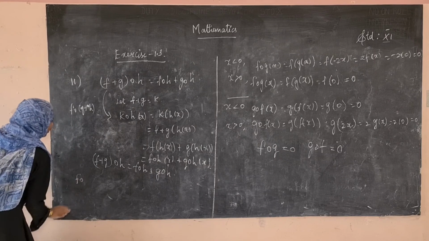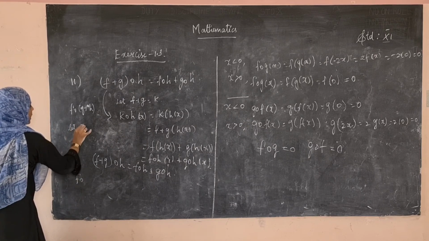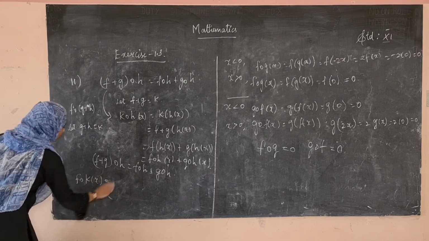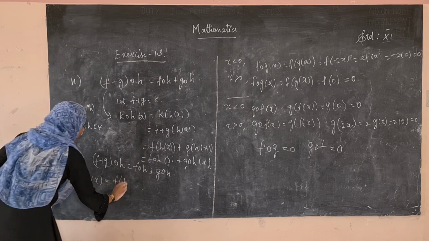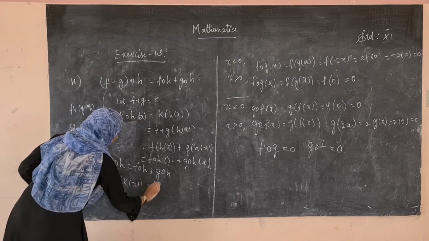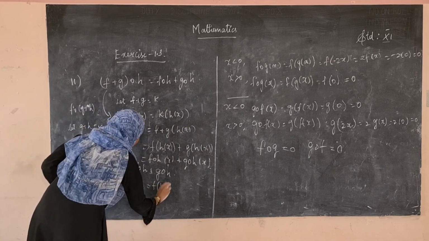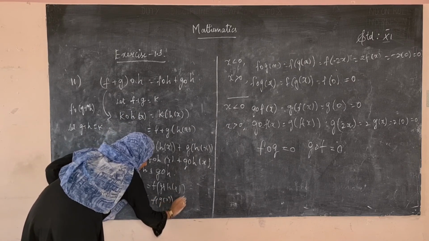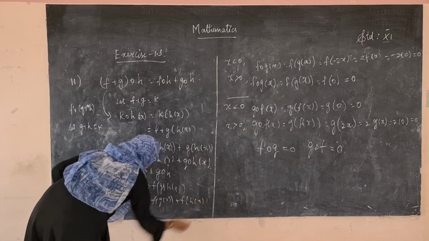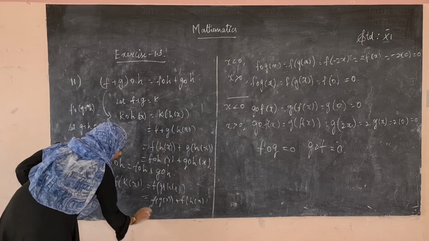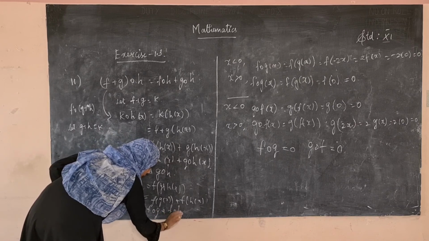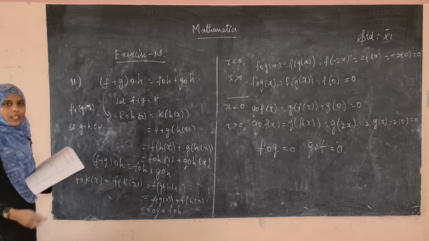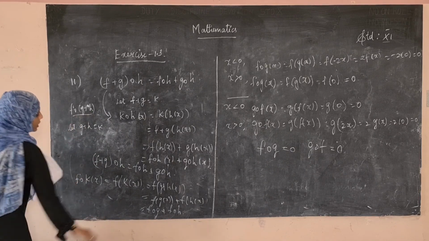Similarly, we can prove the other one. How can we prove this? f composite g plus h. Now here we take g plus h is equal to k. f composite k of x is equal to f of k of x. So, instead of k, we can substitute g plus h of x. This is equal to f of g of x plus f of h of x. Right? Then f composite g plus f composite h. So they have asked us to justify our answer. This is how we have to justify the answer.